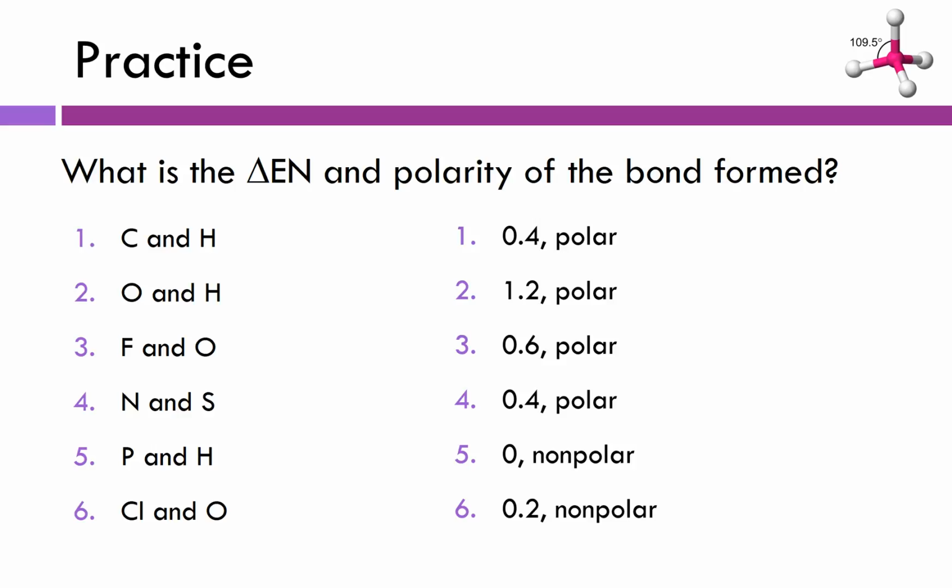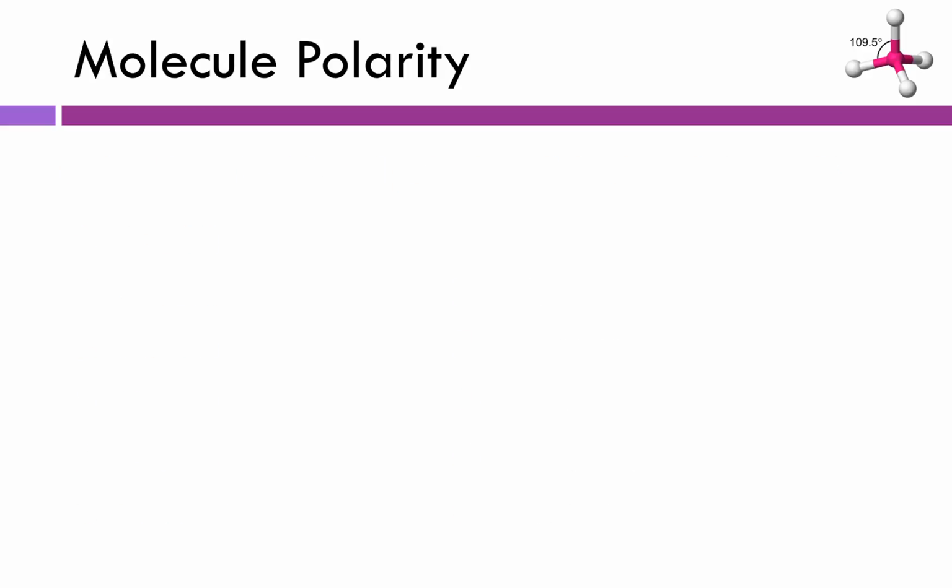So assessing the polarity of a bond is really just all about using table S, and looking at the differences in electronegativity. Remember, 0.3 is the cutoff. 0.3 and below is nonpolar. 0.4 and above is polar.